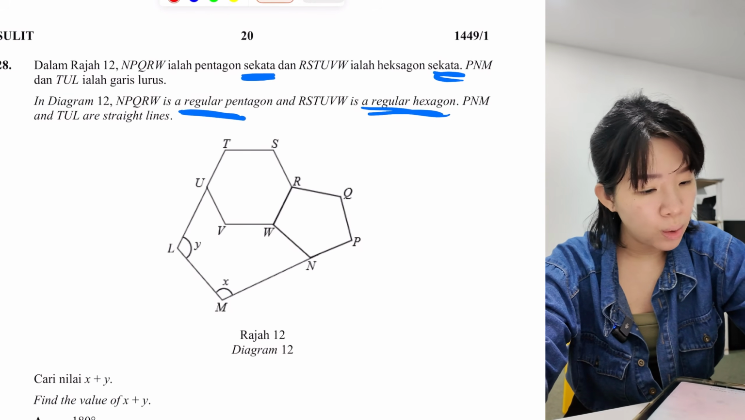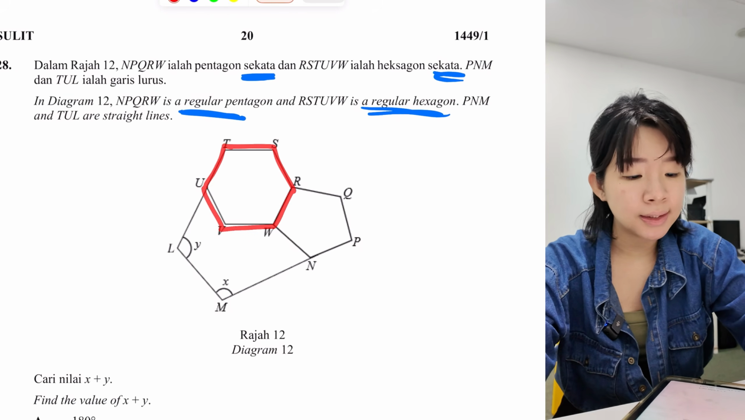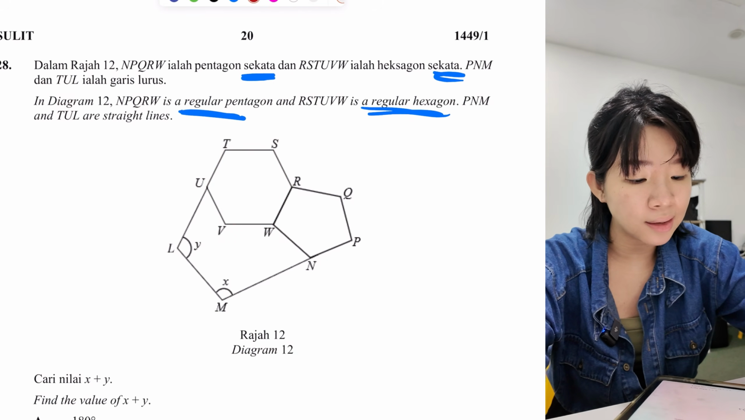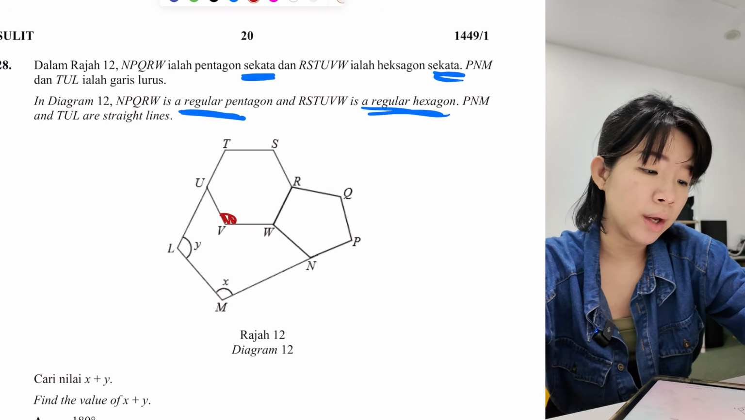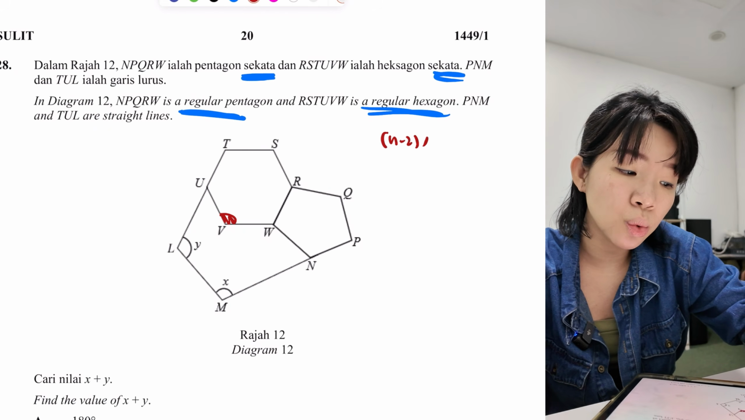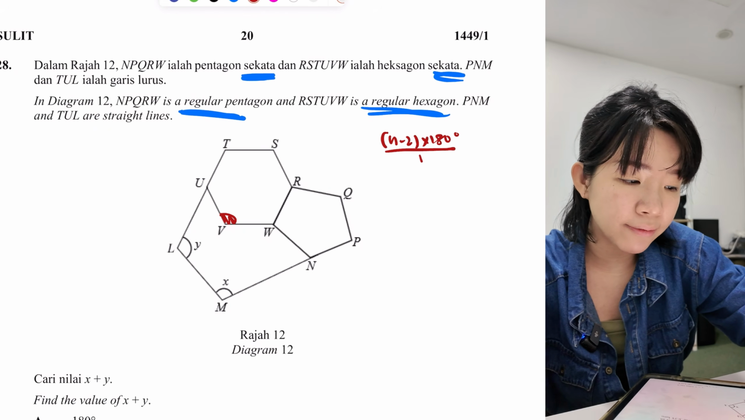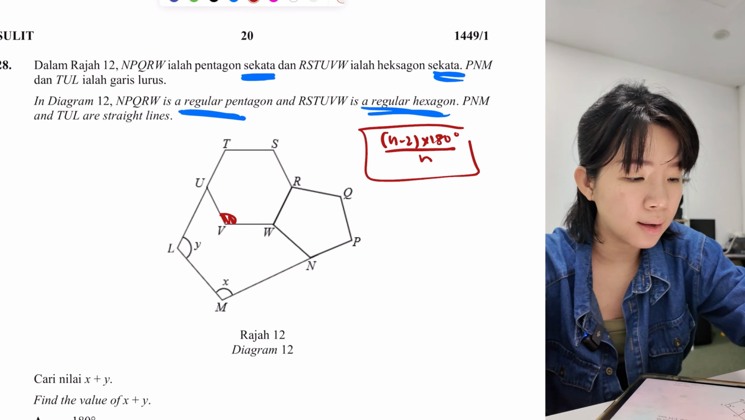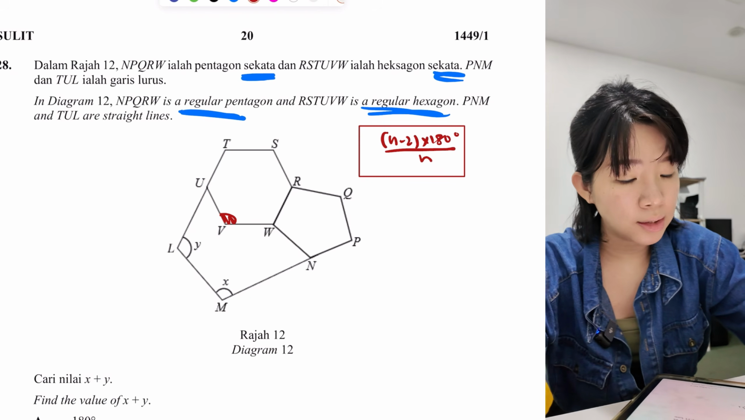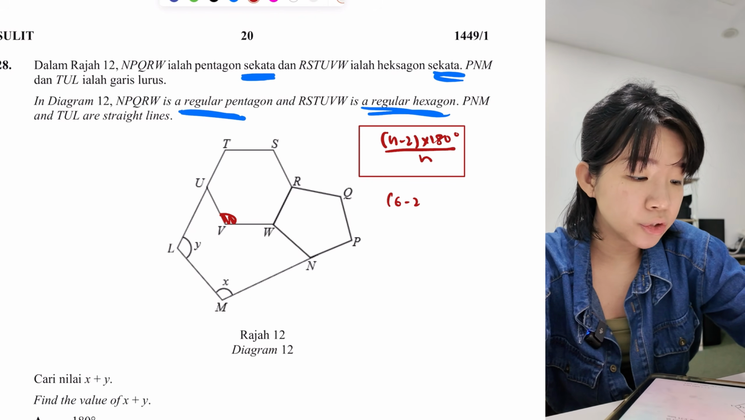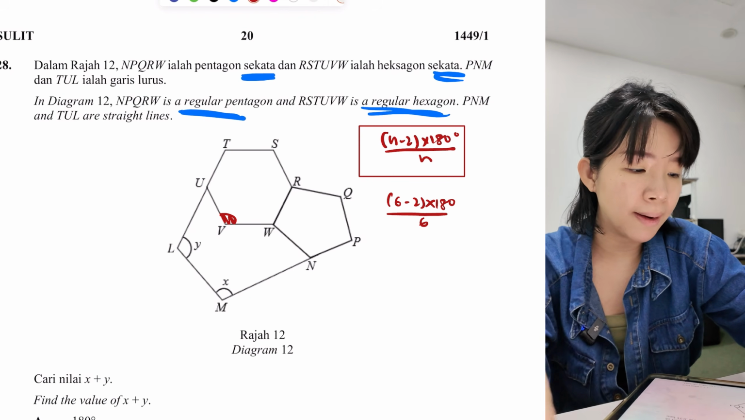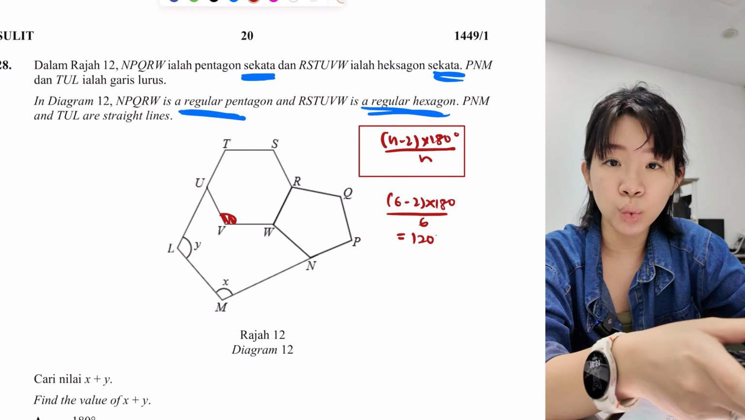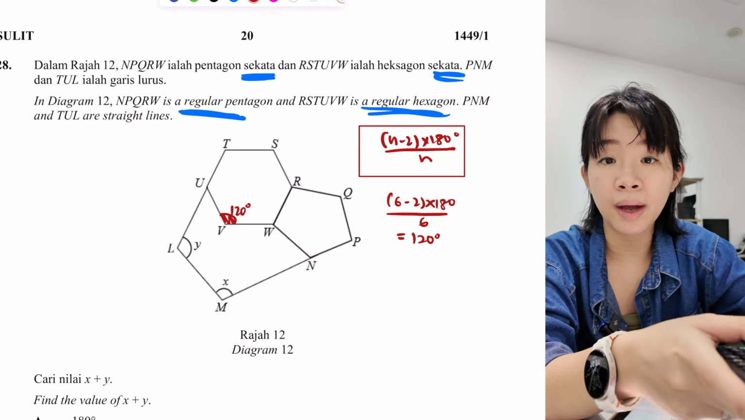First, 1, 2, 3, 4, 5, 6. So when you see six sides, it is called a hexagon. What is the interior angle for each? We can use this formula, n minus 2 times 180 divided by n, to find one interior angle. So hexagon, 6 sides: 6 minus 2 times 180 divided by 6. So it is 120. Each of the angles here will be 120.